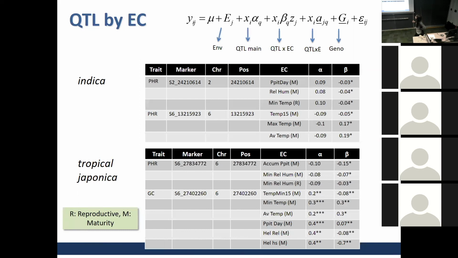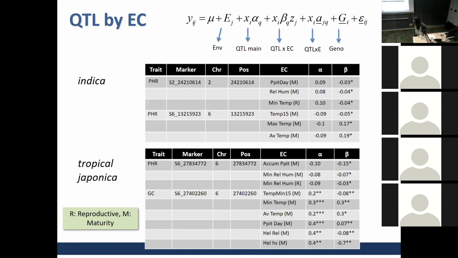And basically, a similar situation in the tropical japonicas. We found one QTL for head rice percentage that showed significant interaction with environmental covariates during maturity 2 related to precipitation and humidity. And for chalkiness, this QTL showed interaction with covariates related to minimum temperature and precipitation.